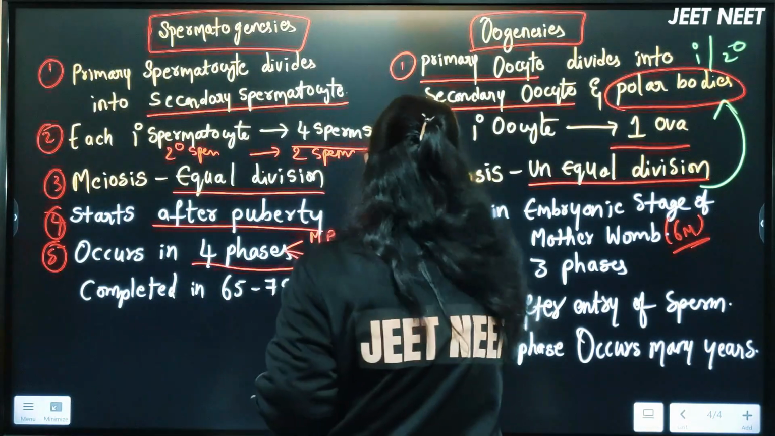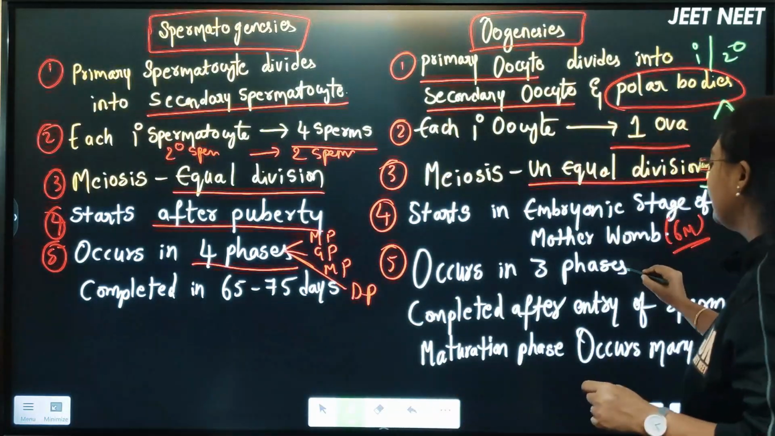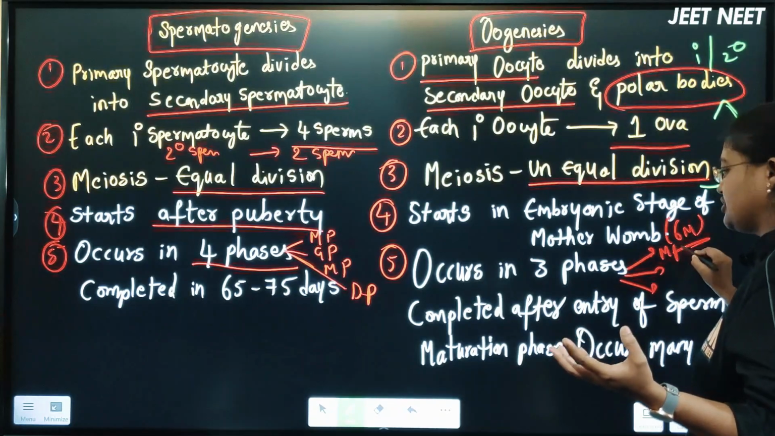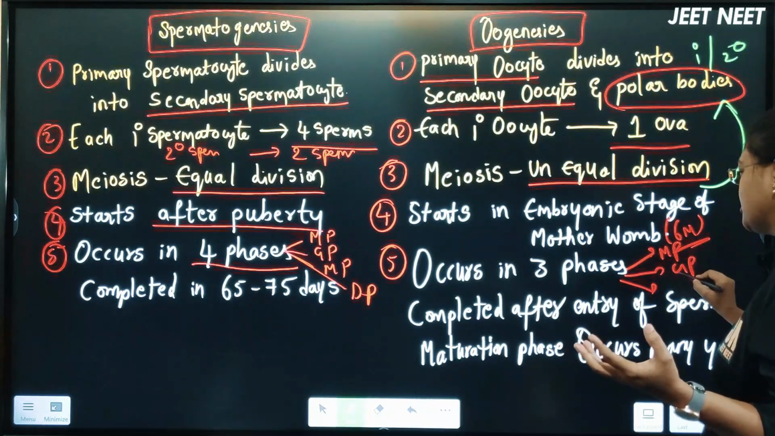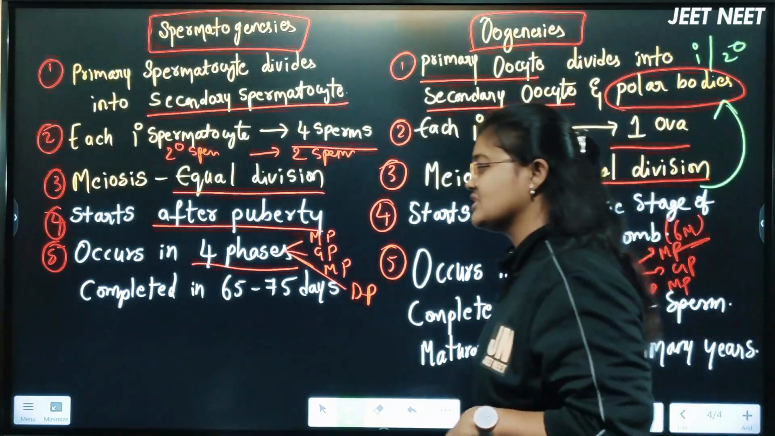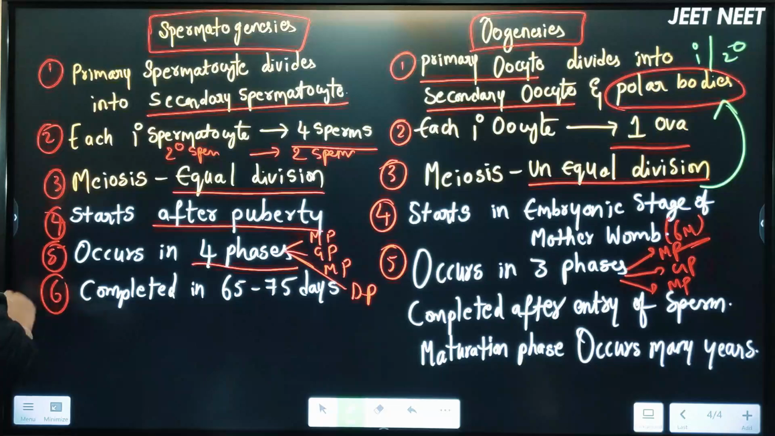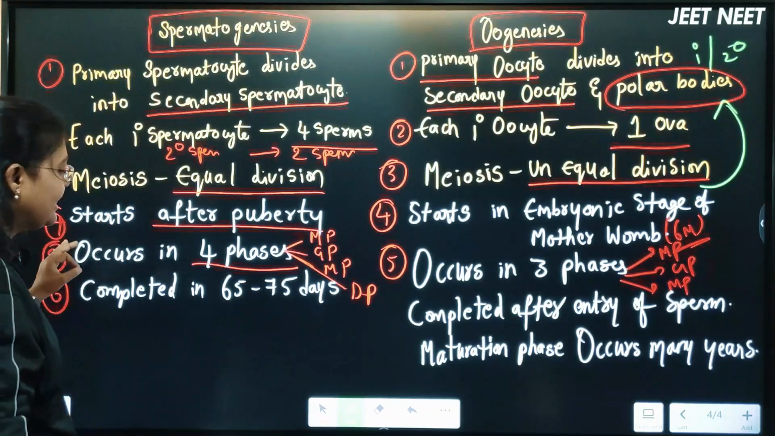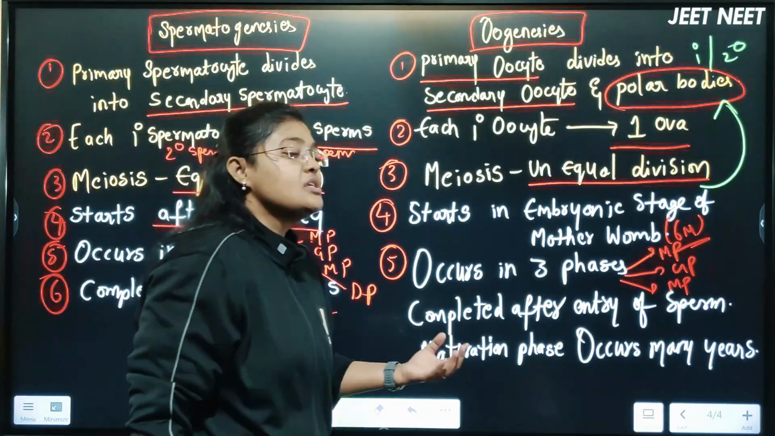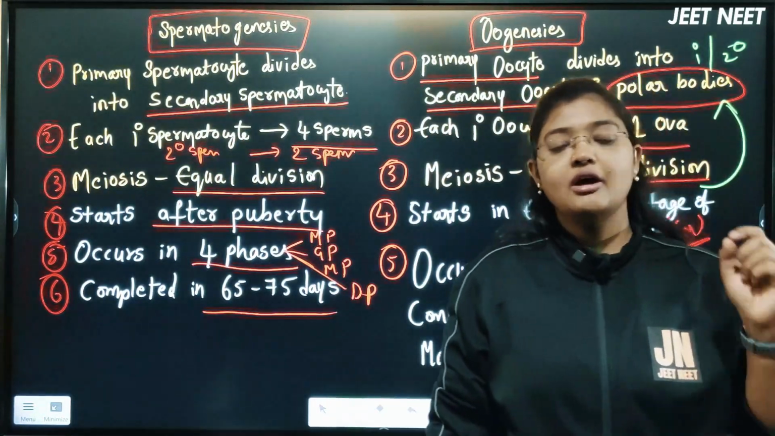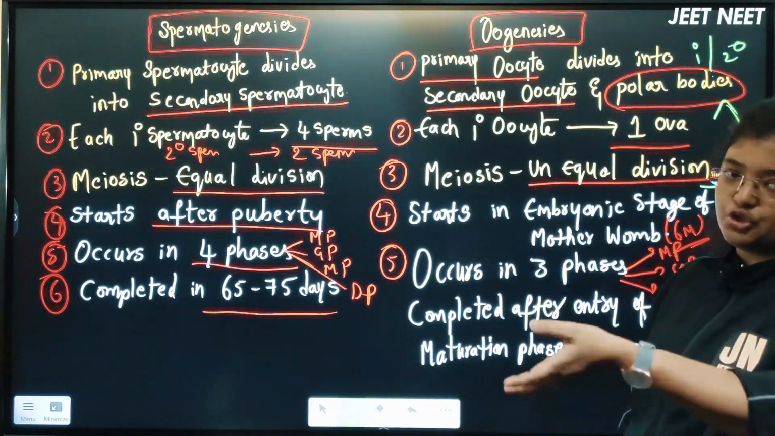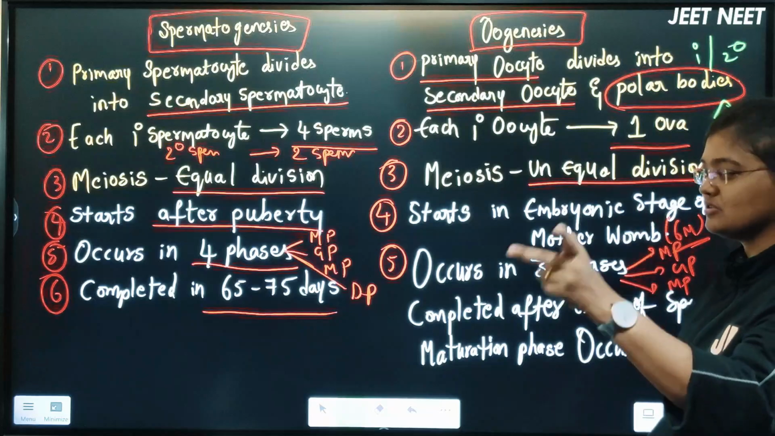But in the oogenesis process, there will be only 3 phases. Just now we have spoken about these 3 phases. That is the multiplication phase, growth phase and the maturation phase. Only 3 phases will be there in oogenesis here. And the last difference, spermatogenesis will be completed in around 65 to 75 days once it is started in the seminiferous tubule, from the male germ cells here, right. For details about the spermatogenesis process, please watch the video on spermatogenesis. I have discussed it in detail over there.